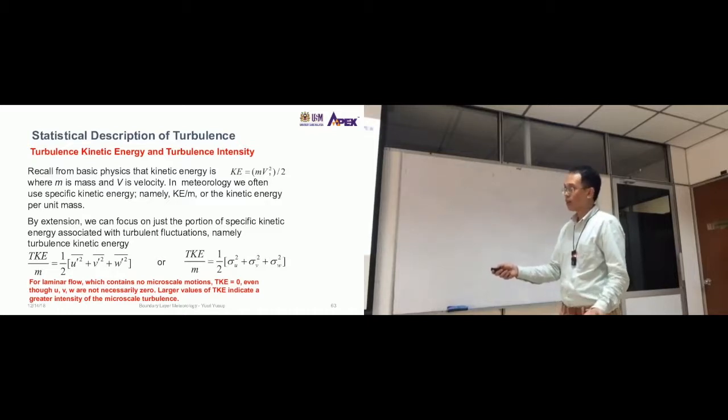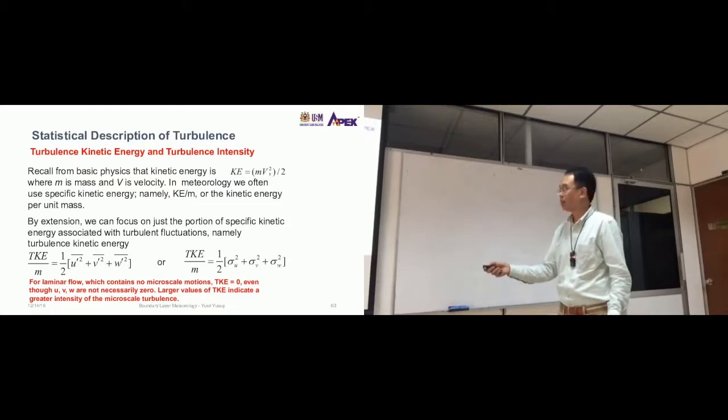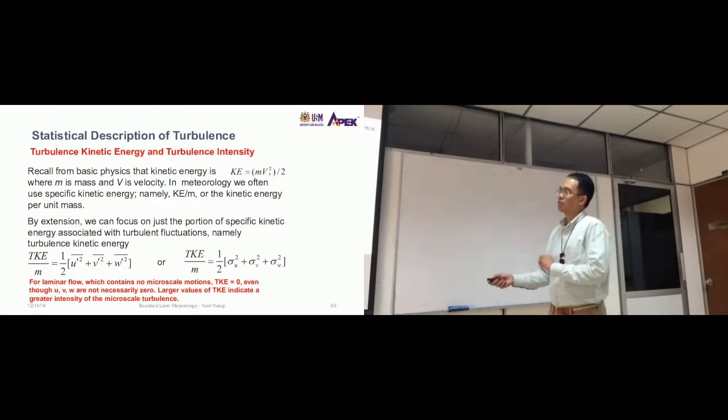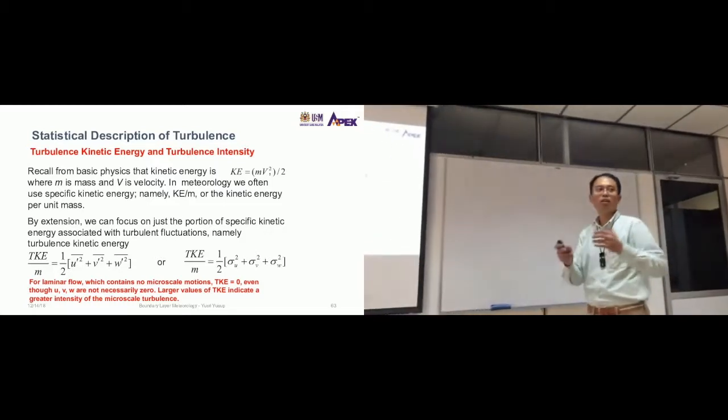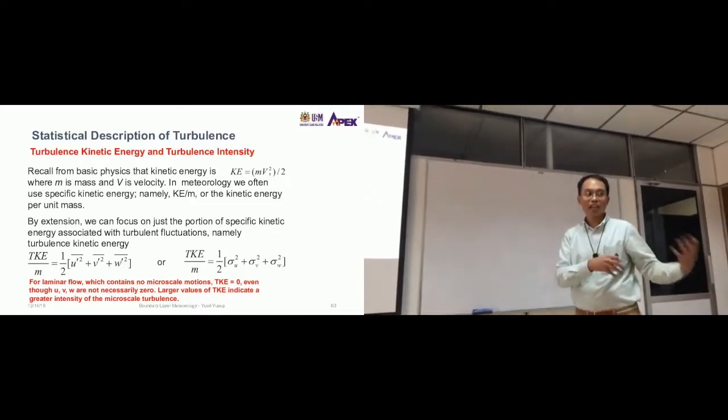Like just now, we calculated that sigma U is 0.15, so you can imagine the value you put inside this sigma U is just 0.15. If you have this, you just add them all up, then divide by 2, and you should get the turbulent kinetic energy that deals with just the turbulent component of the kinetic energy of the air flow.